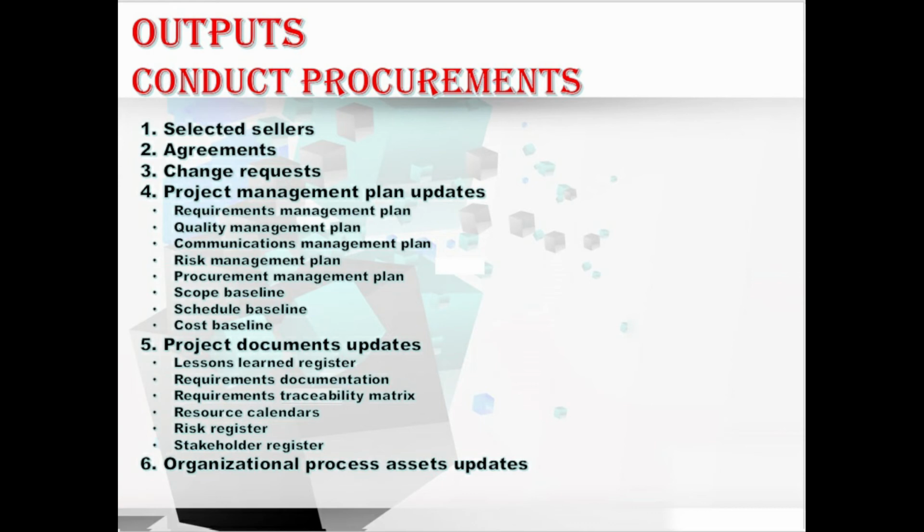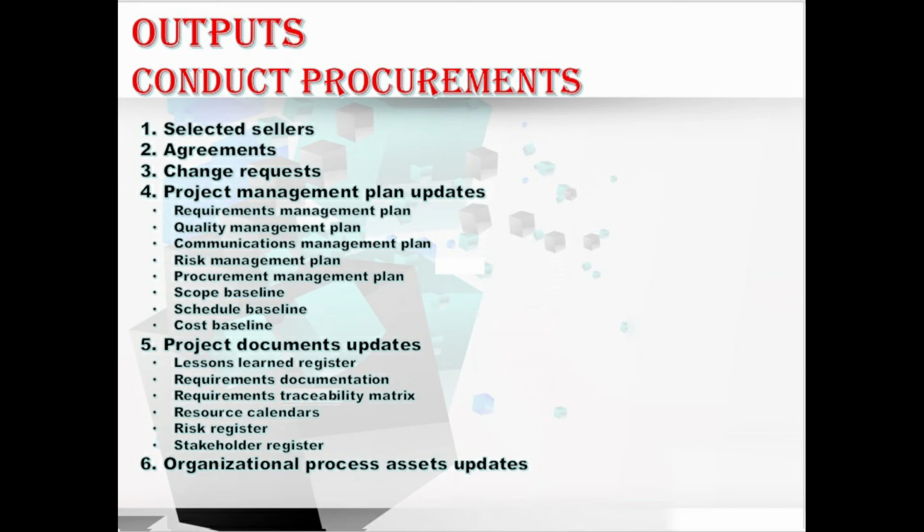Moving to the next output of conduct procurements, we have the project management plan updates, which contains the requirements management plan, quality management plan, communication management plan, risk management plan, procurement management plan, scope baseline, schedule baseline, and the cost baseline. Let me explain one by one. First, the requirements management plan. In this output, there may be changes to the project requirements due to the changes identified by the sellers. This is about the requirements management plan.